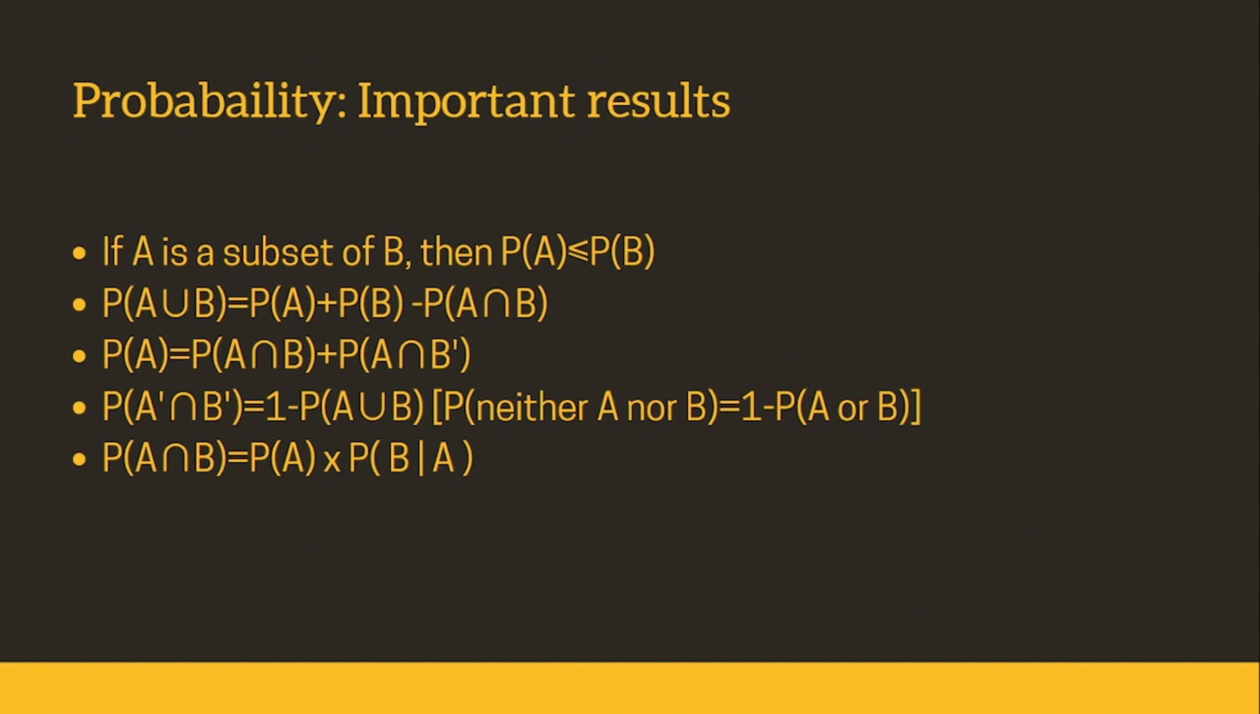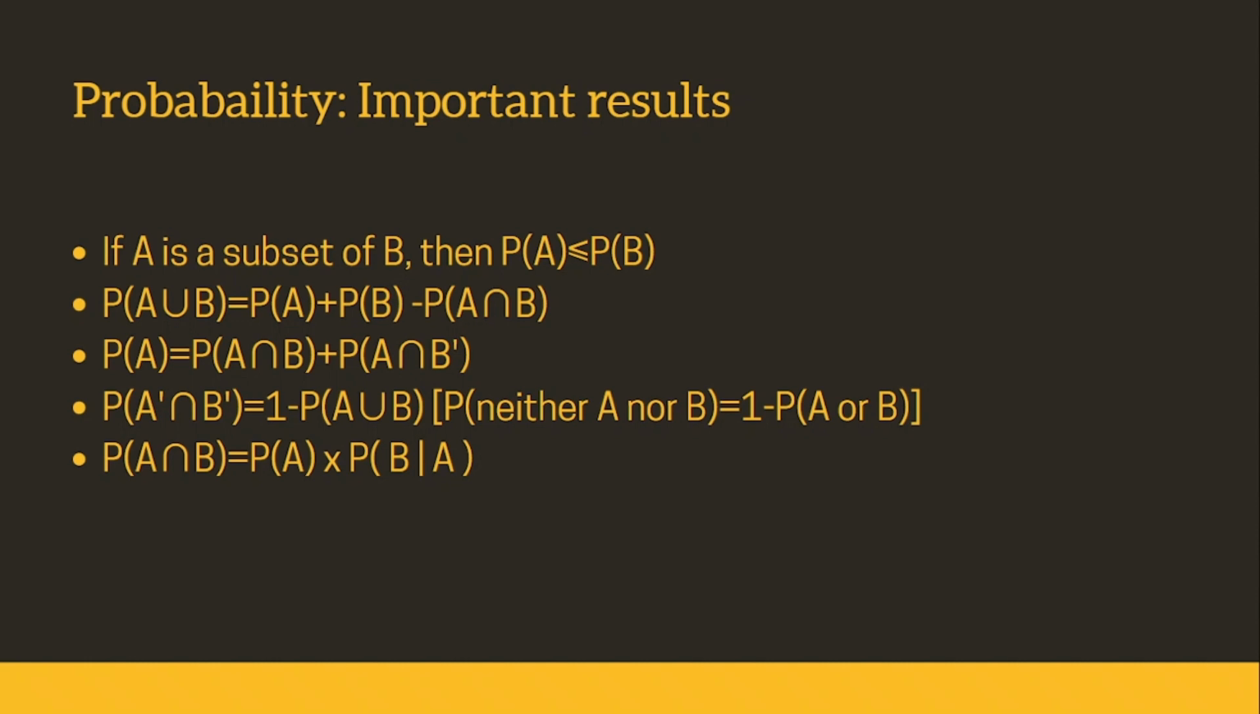If A is a subset of B, basically meaning that everything in A is completely inside B, then the probability of A is of course less than or equal to the probability of B. The probability of A union B is just the probability of A plus the probability of B minus the probability of the intersection of A and B. So that's what we just said. The probability of A can also be seen as the sum of the probability of A intersecting B and the probability of A intersecting outside of B. Another one is that the probability of anything outside of A and B together is just 1 minus the probability of the union of A and B.